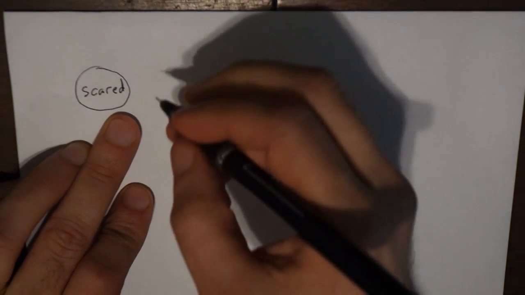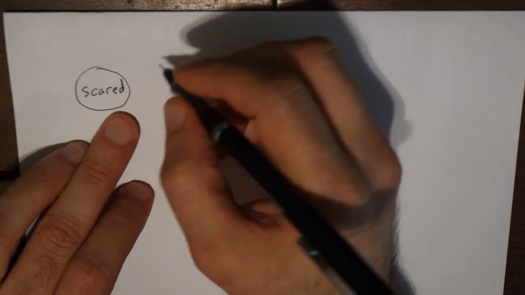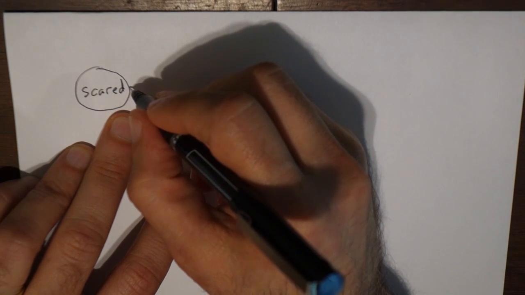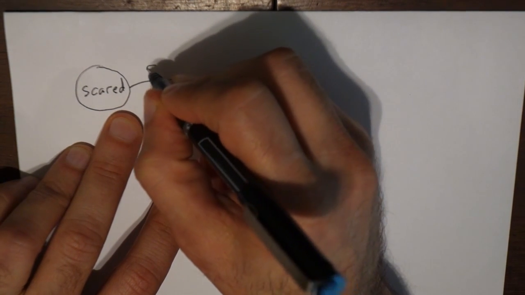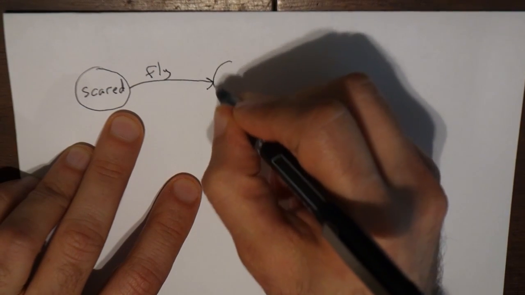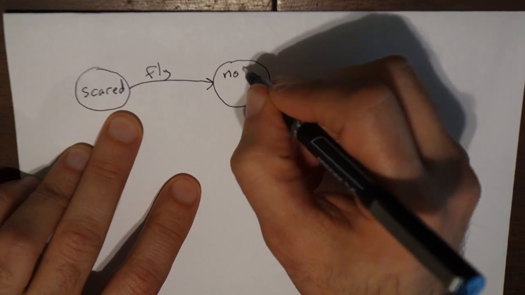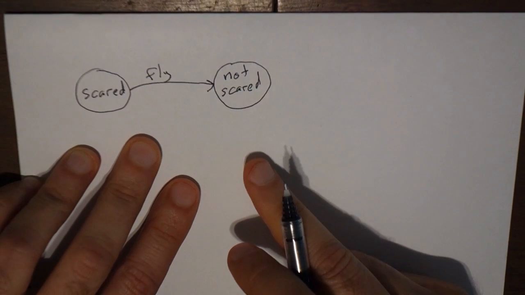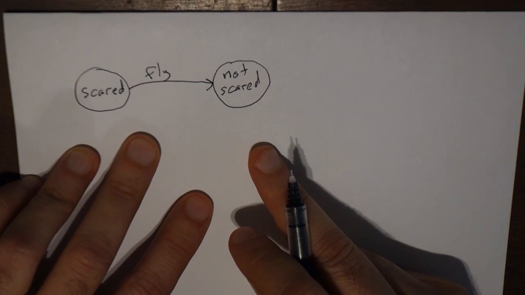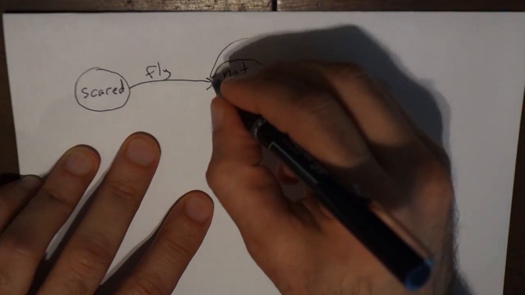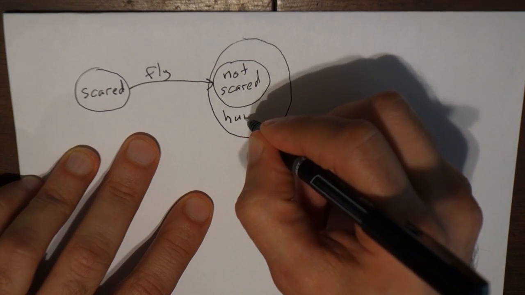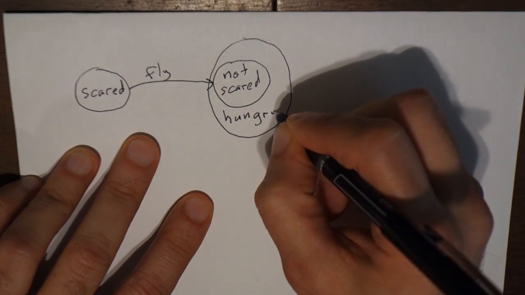If the fly is scared and it senses that it's scared, then what it can do is perform the action of flying until it is not scared. If it's not scared and it also is hungry, so maybe we'll represent this by having two circles. It is not scared and it is hungry.